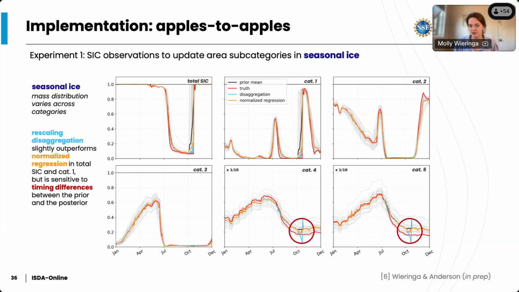However, a knock against rescaled disaggregation in this case is that because it relies on the relative amount of mass from the observed variable that's in each subcategory from the prior ensemble, it's sensitive to timing differences in this particular period in the fall, where we rapidly go from very little sea ice to total sea ice coverage in this grid cell. And so the rescaled disaggregation is making updates based on the timing of that change in the prior, and therefore leads to some pretty wonky updates compared to the posterior and the true state.